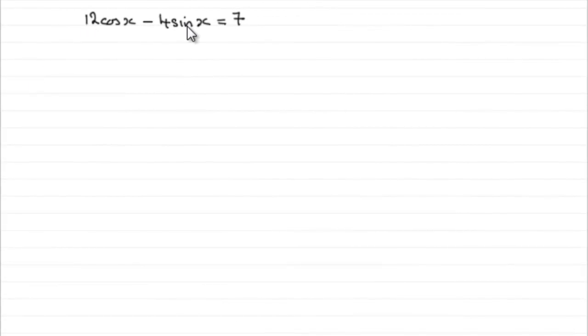Now, in order to solve this equation, 12 cos x minus 4 sin x equals 7, we draw on the last part. We know that the left-hand side here can be re-expressed as r cos(x plus alpha), which we worked out. We worked out in the last part that r was 4 root 10. Let's just write that in, 4 root 10, then it would be cos of x plus alpha.